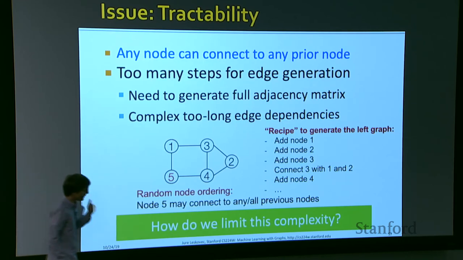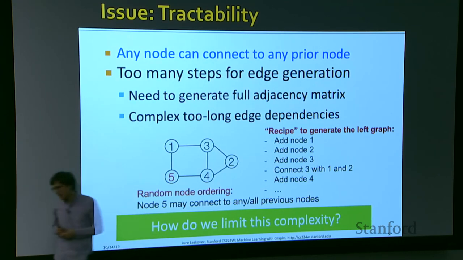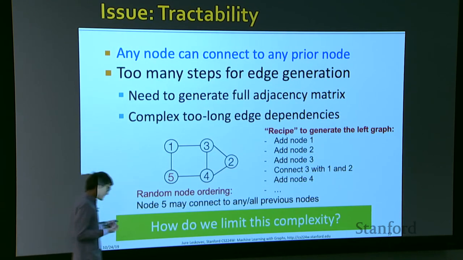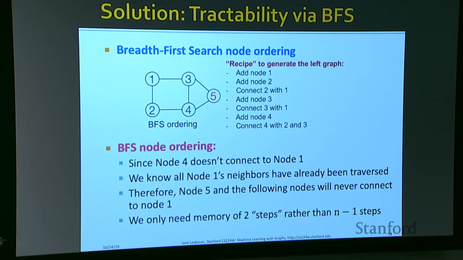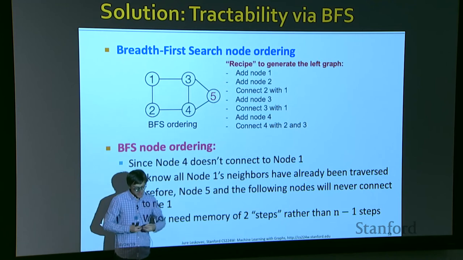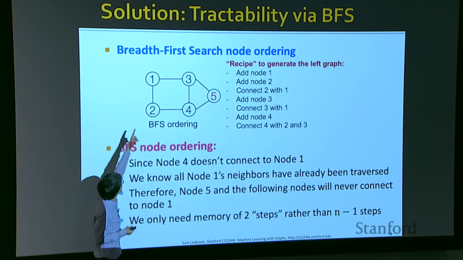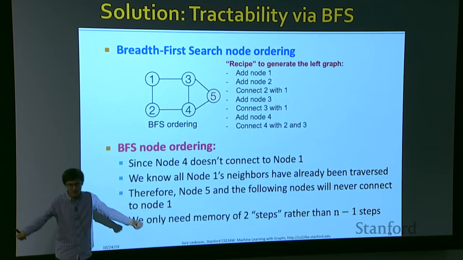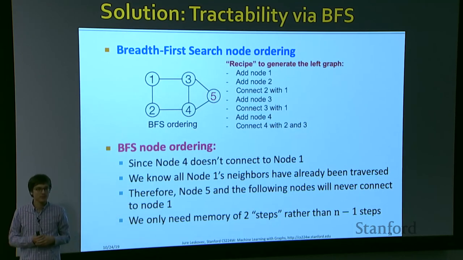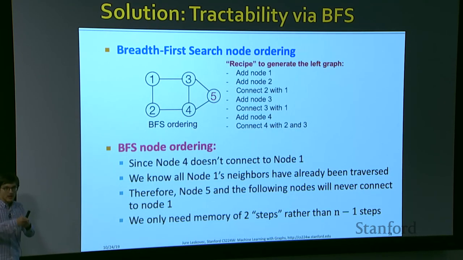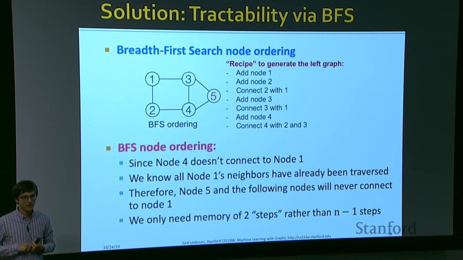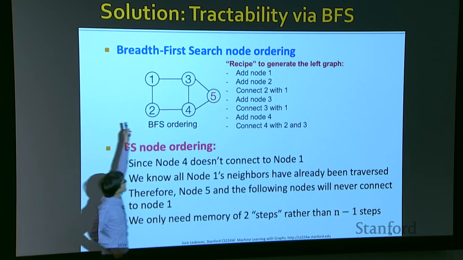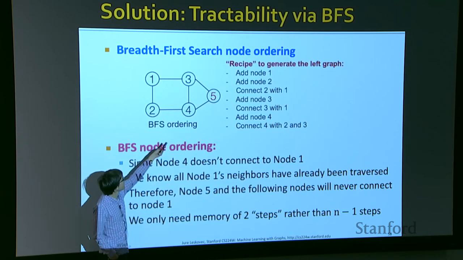So the question is, how do I limit this complexity? And the answer is, in some sense, amazingly simple, but also very profound. I can do what is called breadth first search ordering of the nodes. I start at some node and take its immediate neighbors, and then take neighbors of neighbors. This means the IDs between nodes that are connected will be as small as possible. So if I renumber the nodes this way, I have to remember much less.